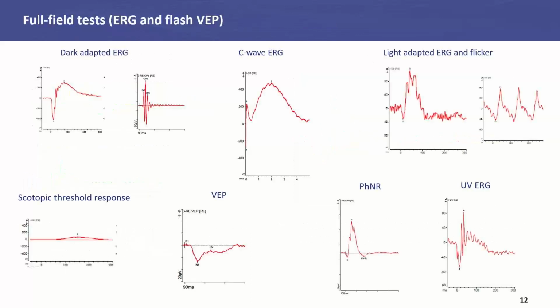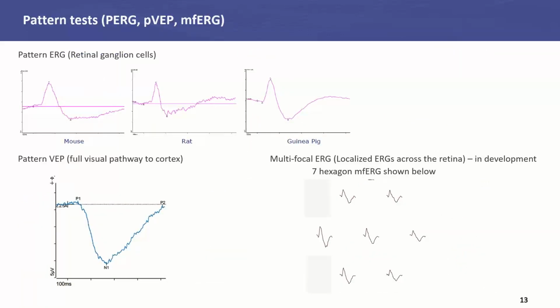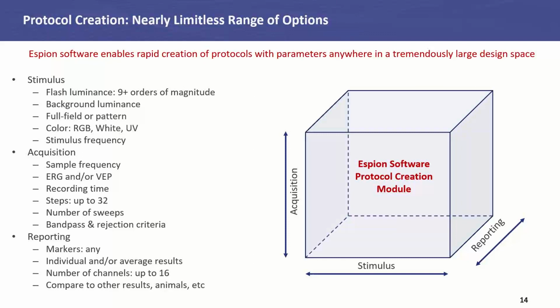So here are some example responses from our full field stimulators. We also have pattern stimulators that can do pattern ERGs, pattern VEPs. We're also working right now to optimize a multifocal ERG protocol for the Celeris as well. It's not quite ready for prime time, but we're working on it. So we have a nearly limitless range of options for designing or optimizing protocols.